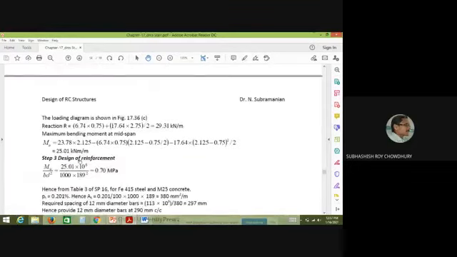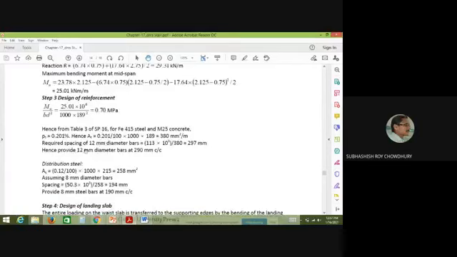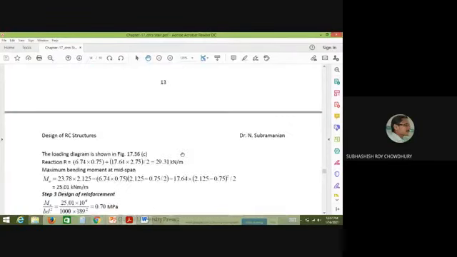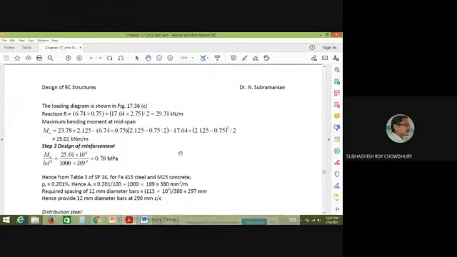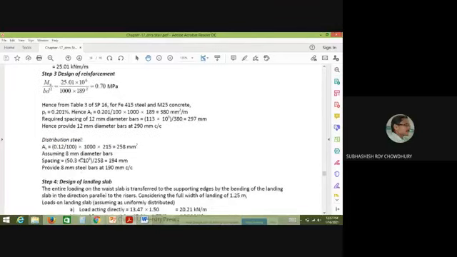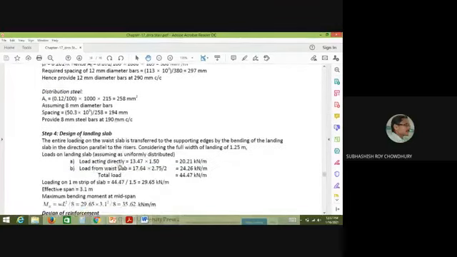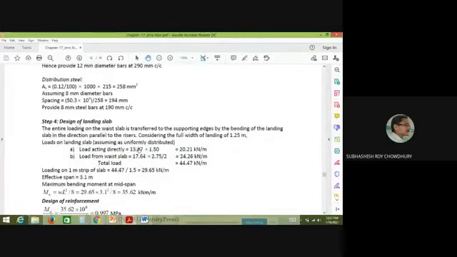Then the maximum moment you can calculate, and the steel you can calculate. It is coming 12 millimeter diameter, 290 millimeter center to center. So that has been provided, 12 millimeter diameter center to center. This is the main steel. This will be continued till the end. And the distribution steel you can calculate in a similar way: 8 millimeter diameter, 190 millimeter center to center.